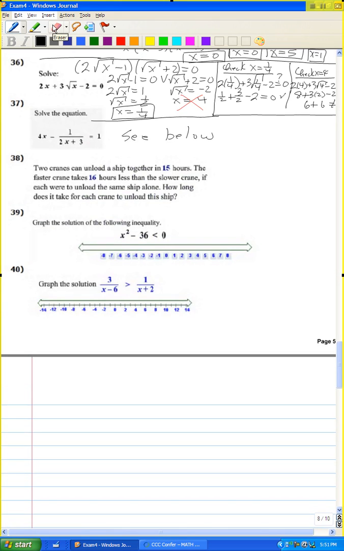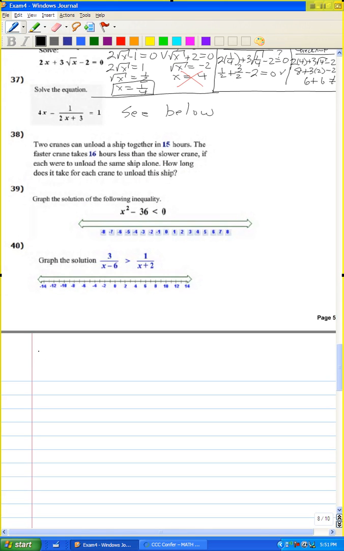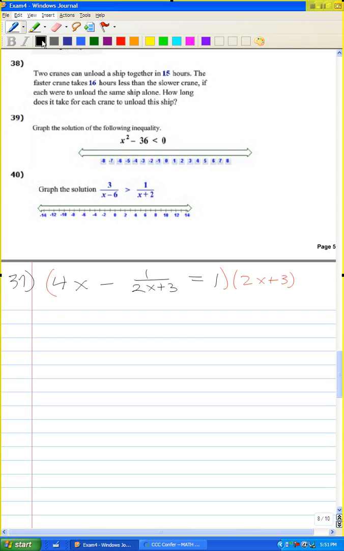Okay, so let's do this. Problem number 37. I'll have more space to do it. 4x minus 1 over 2x plus 3 equal 1. So let me multiply both sides of my equation by 2x plus 3. The 2x plus 3's cancel, so you just get minus 1 equals 2x plus 3.